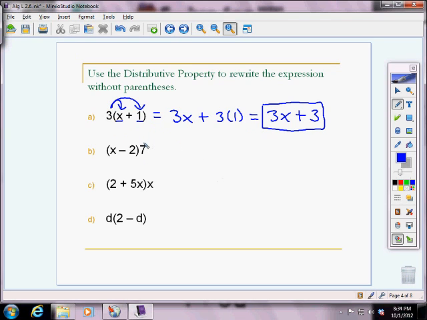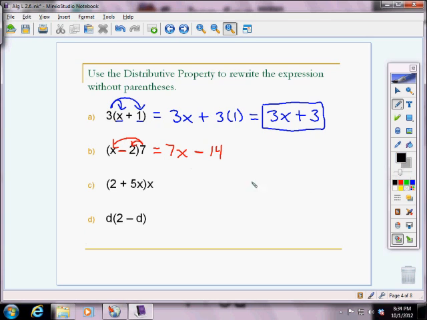If you look at this problem here, kind of thinking of the same idea, this time we have a difference, this quantity being multiplied by 7. Distribute the 7. 7 times x, 7 times 2, which is 14. But in this case, there's a minus there, so we can have a minus there.